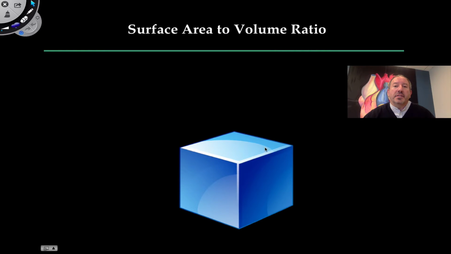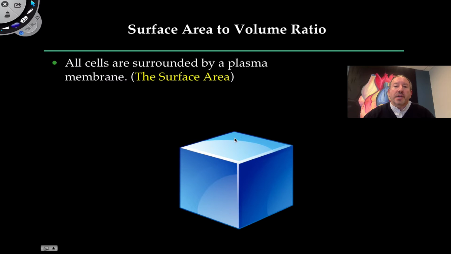Okay, here you have a typical cube right here, a cube with 6 sides that are all equal in size because it's a perfect cube. The sides of this cube are going to represent the cell membrane, or the plasma membrane, of a typical cell. And we're going to call this the surface area. In other words, all the area that comprises this.